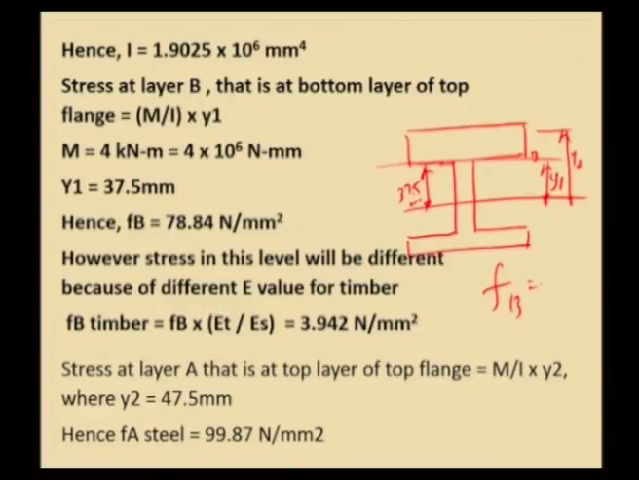Then the stress at layer A. Layer A is the top. So, the stress at layer A, that is at the top layer of the top flange, is equal to M by I into y2. We know that y2 will be equal to 37.5 plus 10, which is 47.5. Therefore, the stress in steel will be 99.87 Newton per millimeter squared. So, this is how we should compute for composite sections.